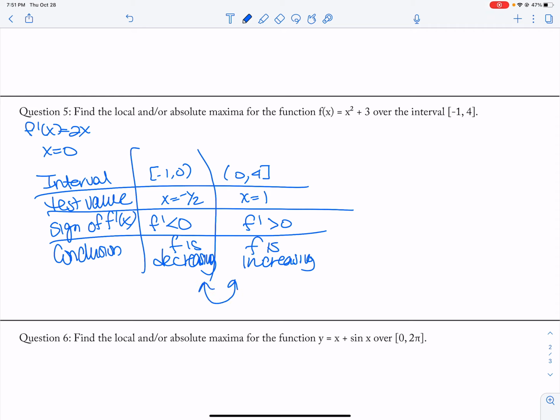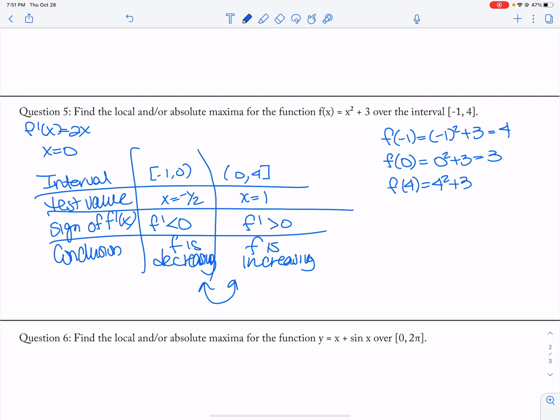Okay, so now I'm going to find f of -1. So (-1) squared plus 3 is equal to 4. f of 0 is 0 squared plus 3, which is 3. And then f of 4 is equal to 4 squared plus 3, which is 16 plus 3, which is 19.